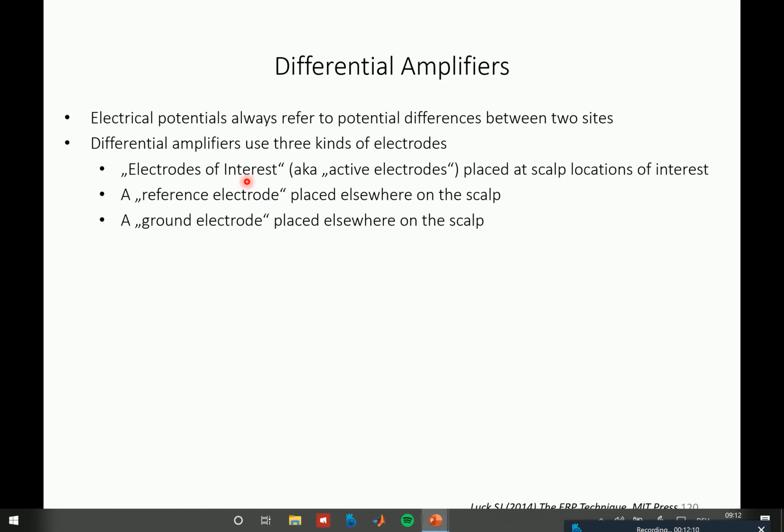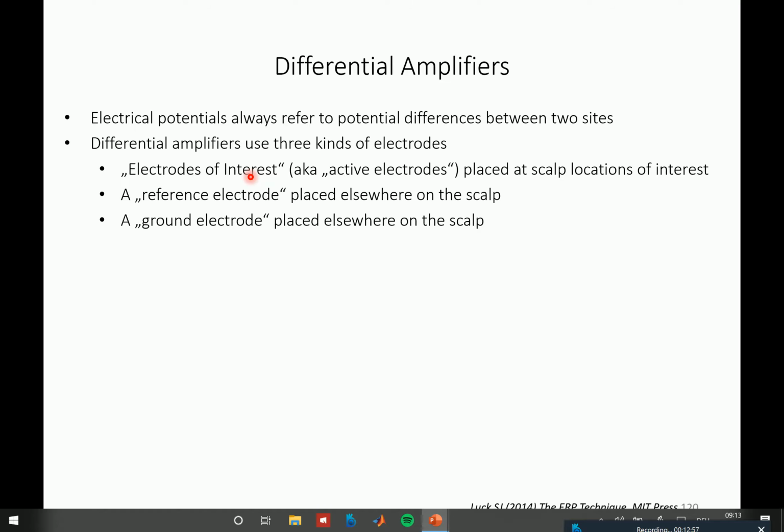The electrodes of interest are the ones that we saw last week, always where we observe event-related potentials. And the reference electrode is the electrode that sits somewhere, and the potentials at the active electrodes are recorded with respect to the potential at the reference electrode. So for this electrode system that you saw there, the reference electrode is, I think, Cz. It can be anywhere, as Luck puts it. No site is actually electrically neutral.